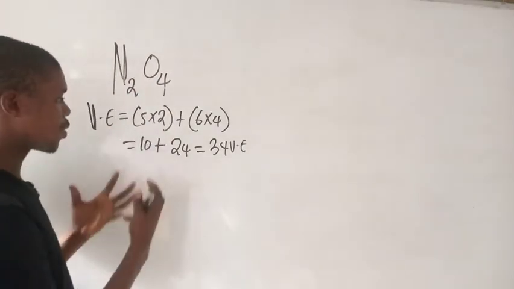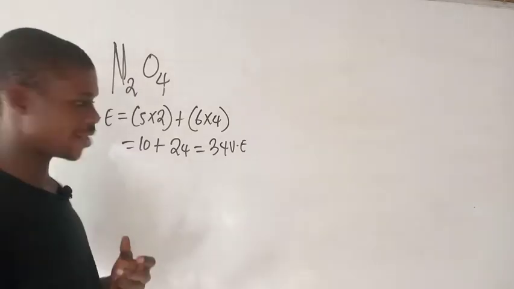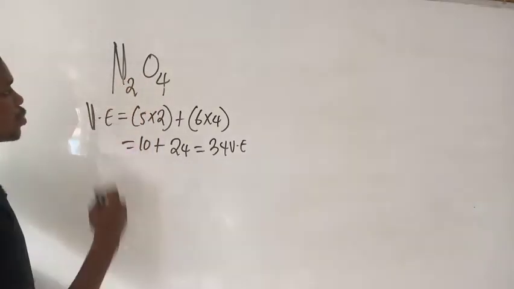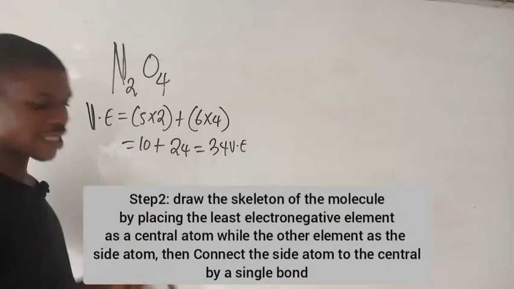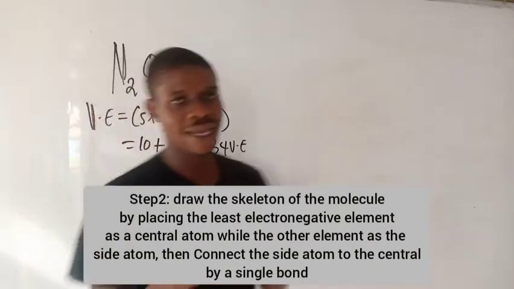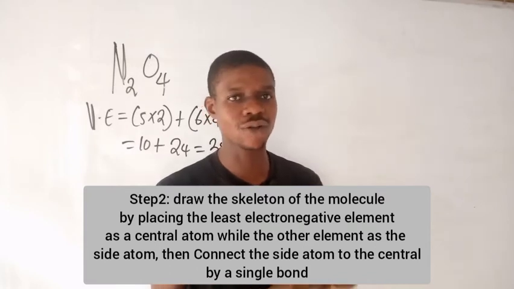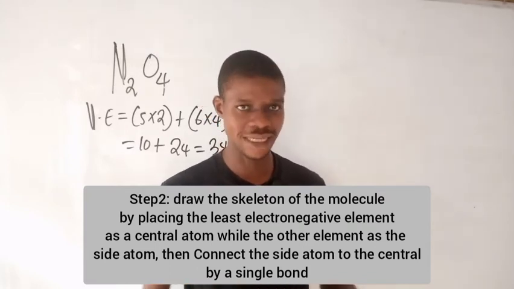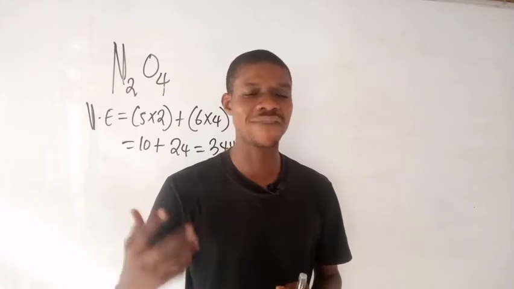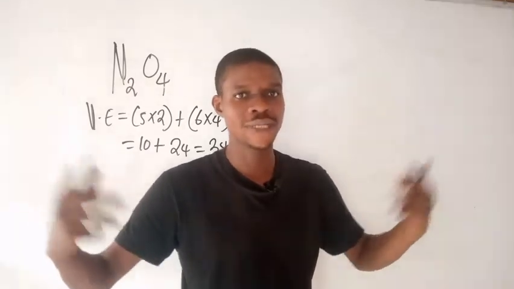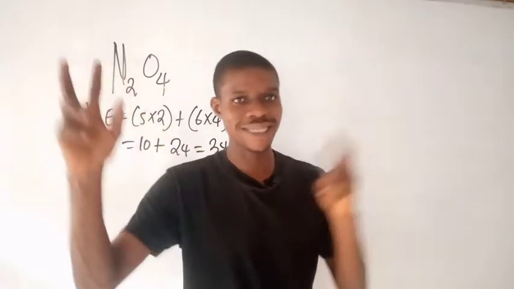This is the first thing you want to do when drawing the Lewis structure of any compound: calculate the total valence electrons. Step number 2 is to draw the skeleton. What do you understand by skeleton? The element that comes least will be at the central point, while the one with the highest electronegativity is going to be the side atom.